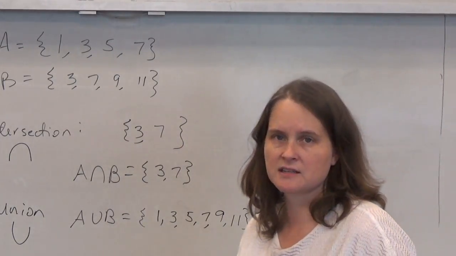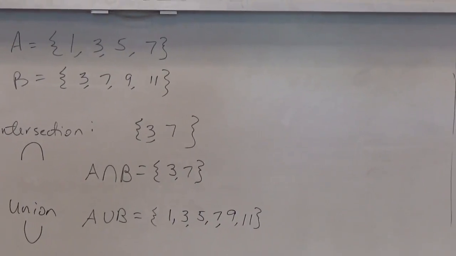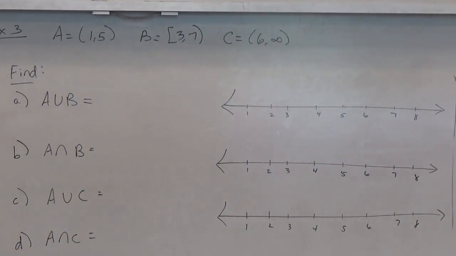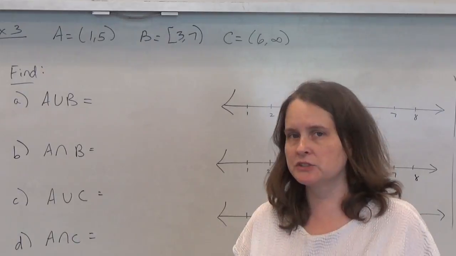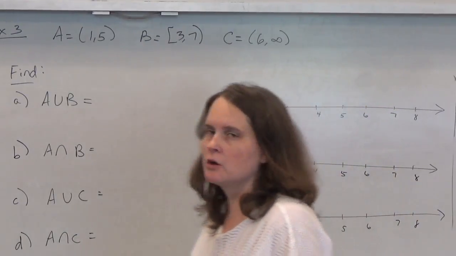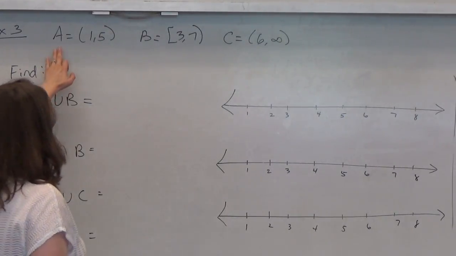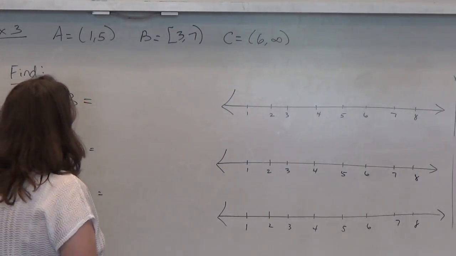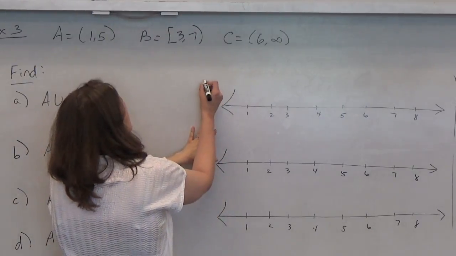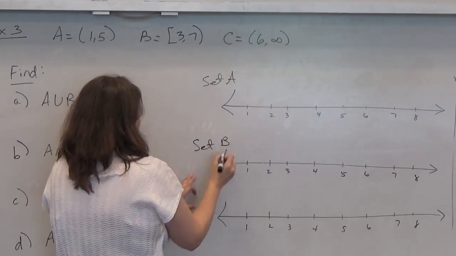All right, so let's go on to the next example in the notes. For example 3, we are asked to find each of the following sets, and to write our answers in interval notation. I have drawn number lines to help us through this. These are the original sets A, B, C, and they are given to us in interval notation. I'm going to graph set A on the first graph, set B here, and set C here.